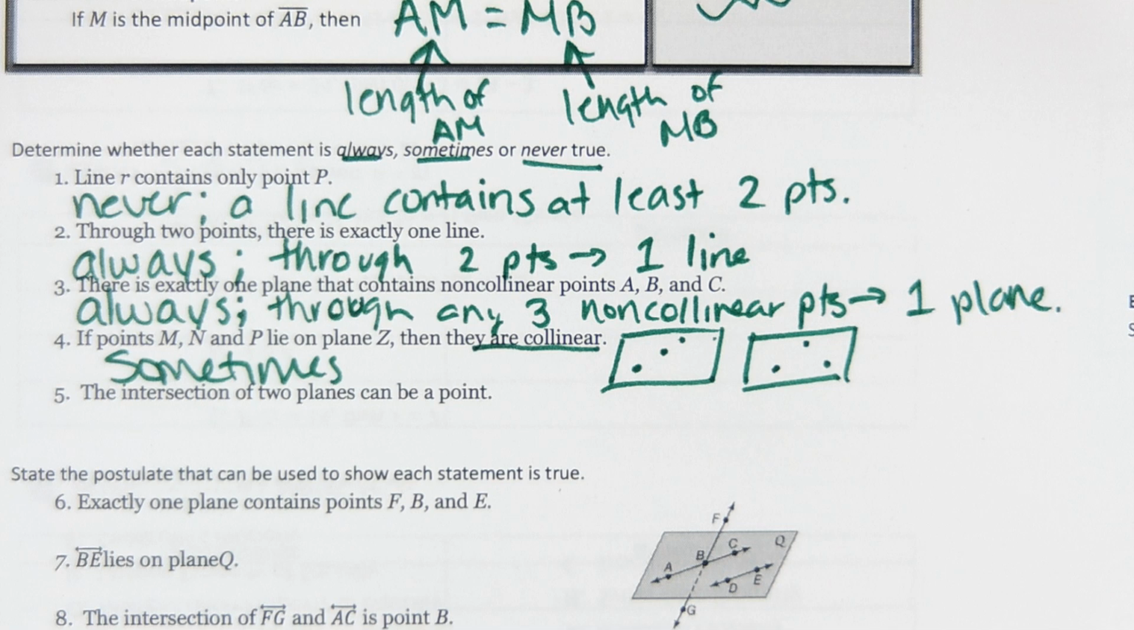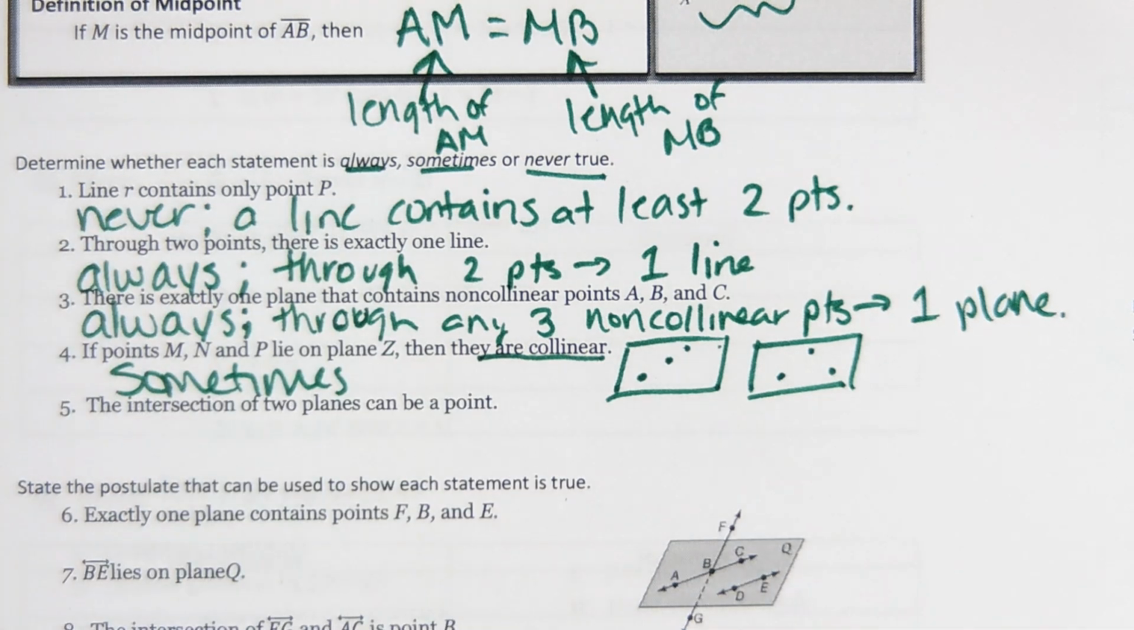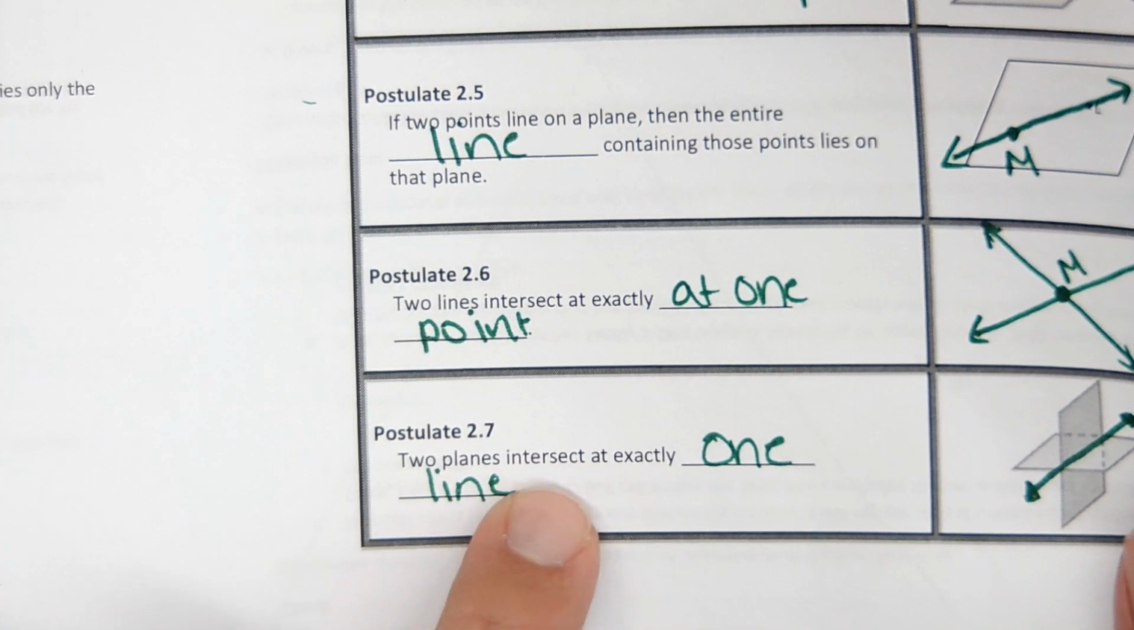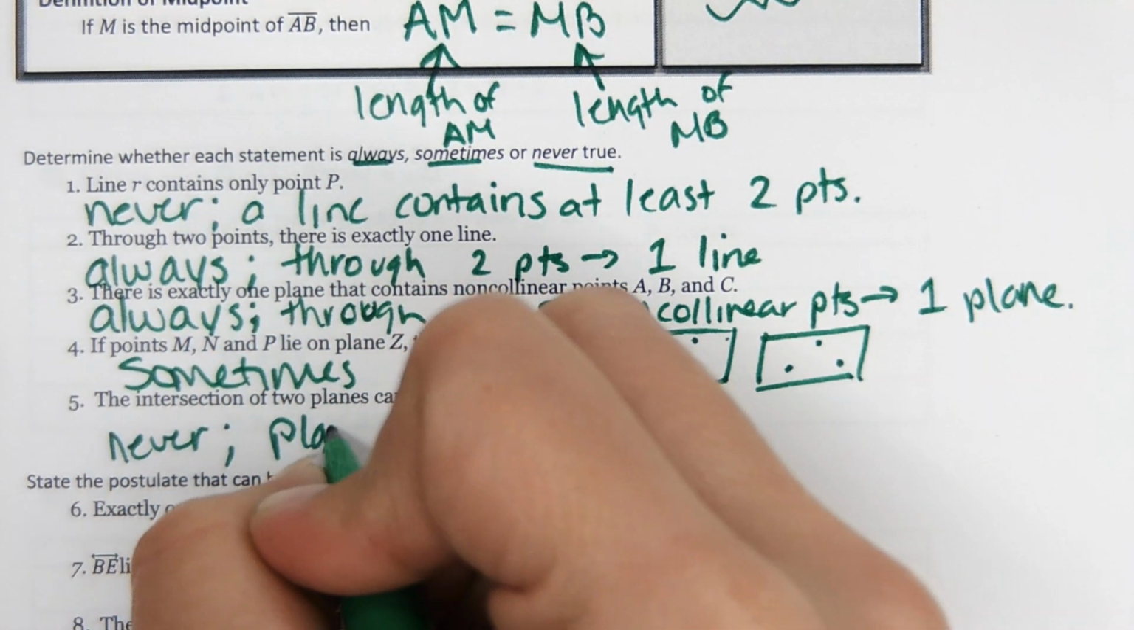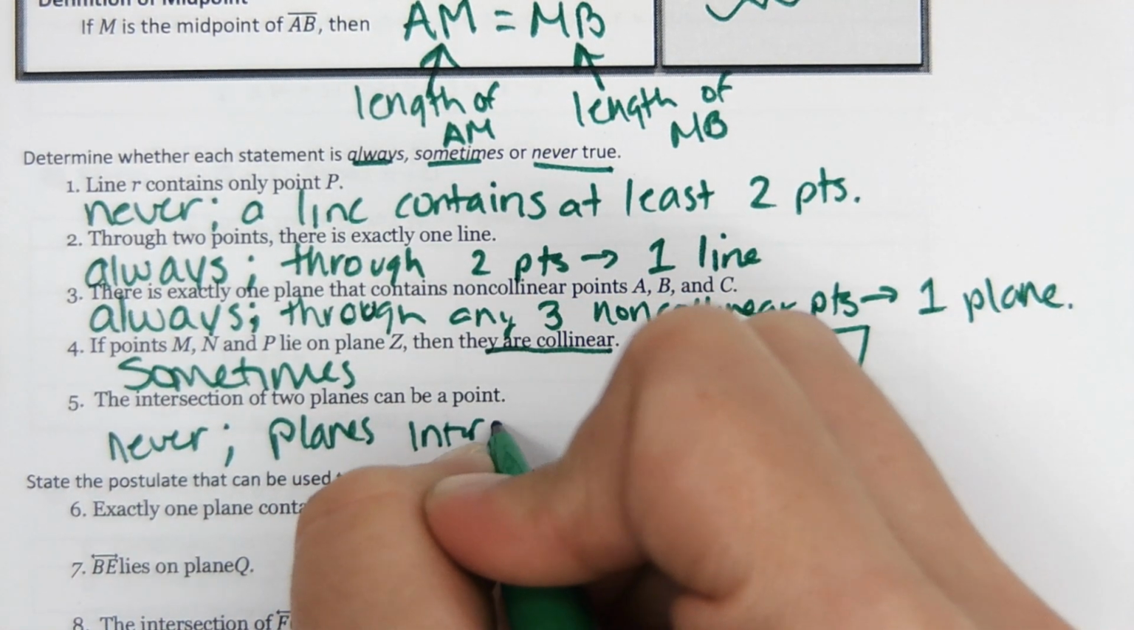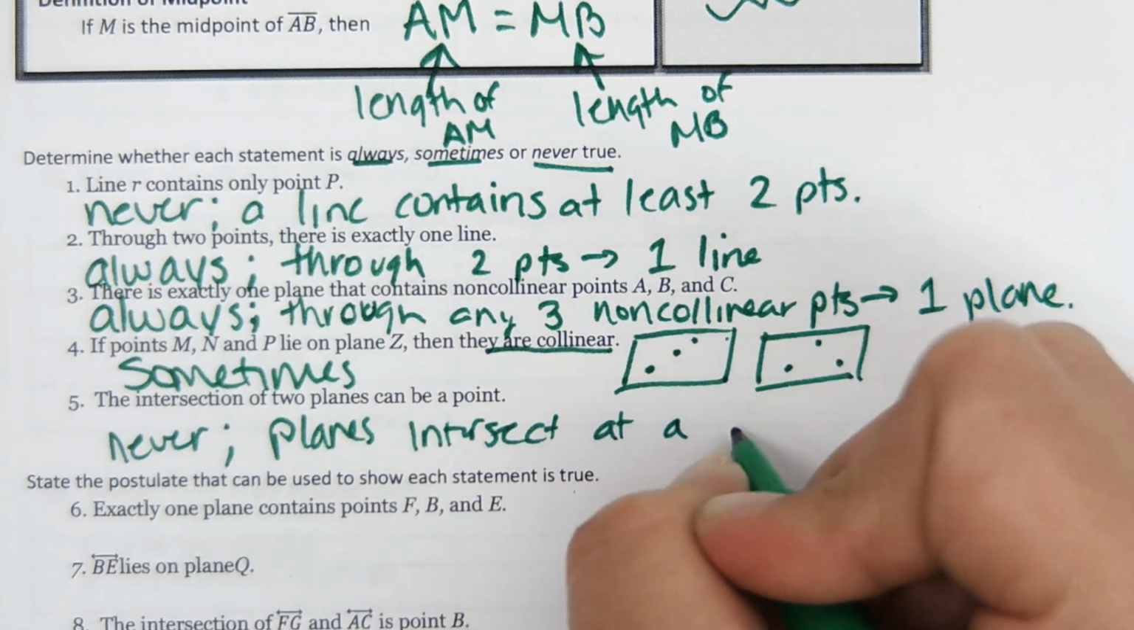And then number 5, the intersection of 2 planes can be a point. This one, the intersection, 2 planes intersect at exactly 1 line, not a point. So this is never. Planes intersect at a line.